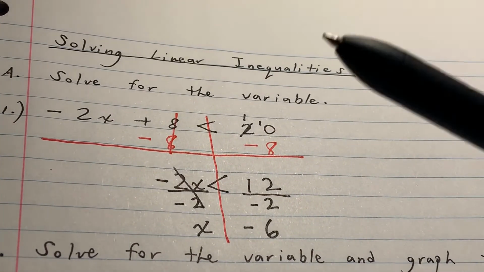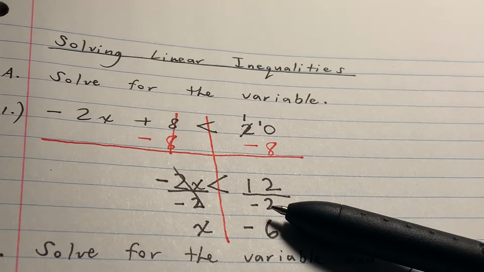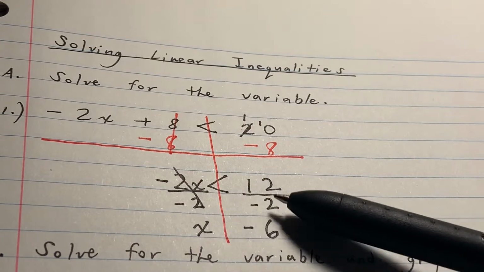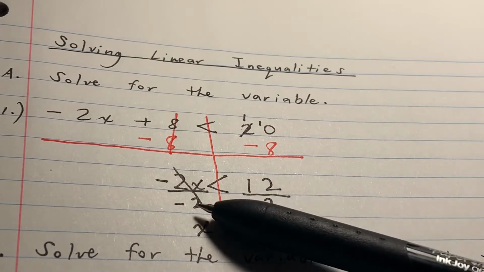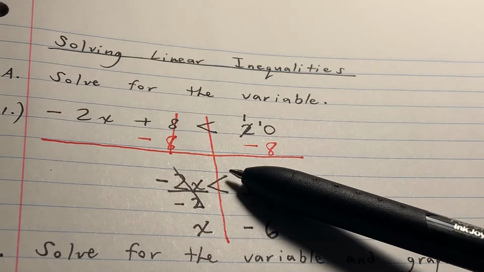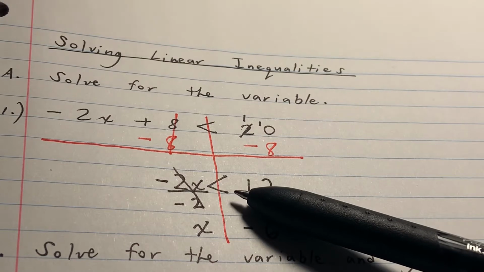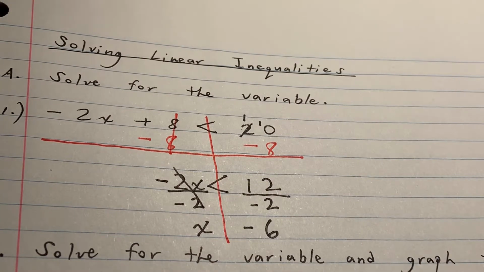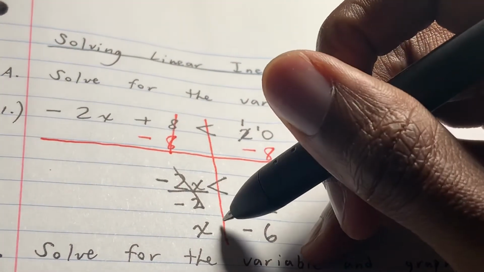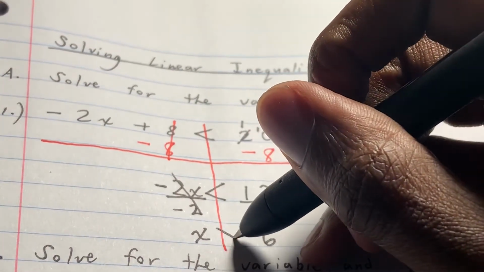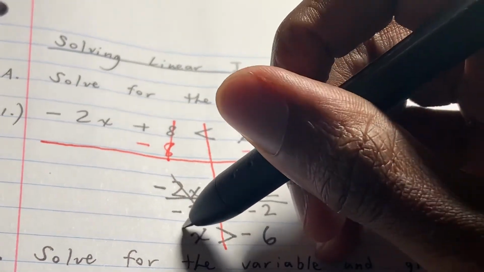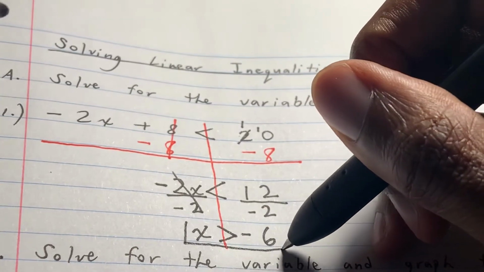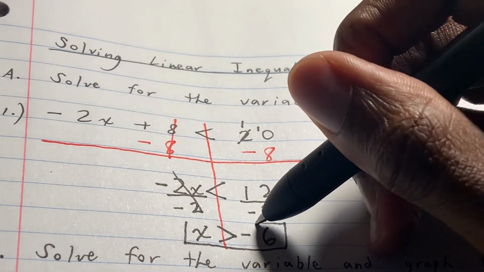Did I divide both sides by a negative? Yes, we divided by a negative 2. So since we divided both sides of the inequality by a negative number, this less than symbol now becomes, check this out, ladies and gentlemen, it gets flipped and it becomes greater than. So the final answer is x is greater than negative 6.